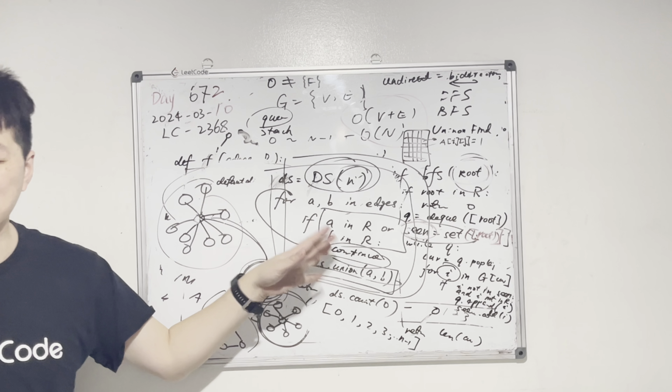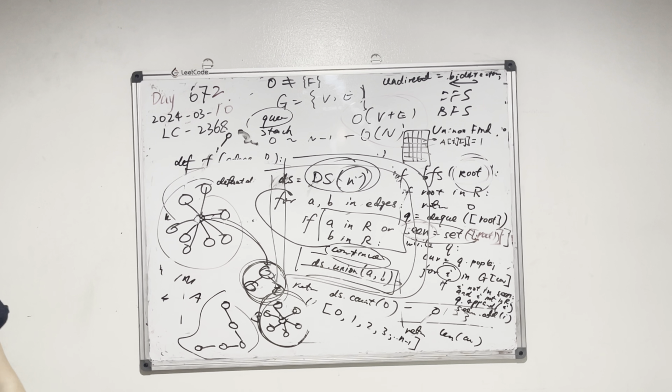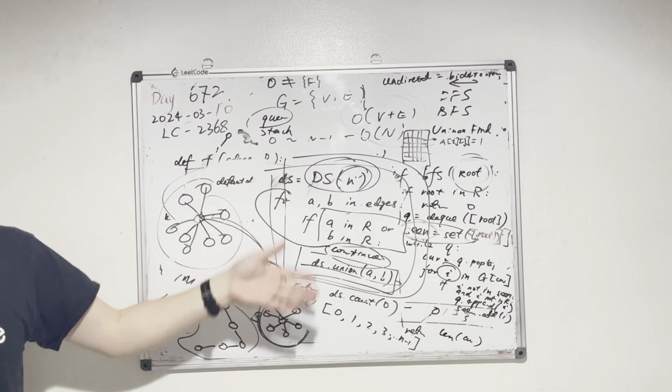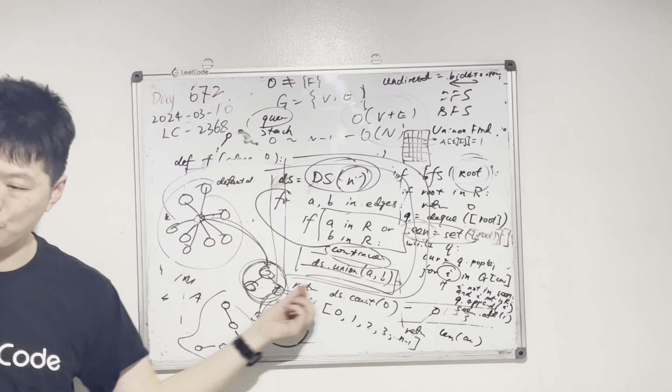Actually, this disjoint set is a quite beautiful data structure. It can be used to solve this problem in a more elegant way. So there are 3 ways to solve this problem: depth-first search, breadth-first search, and disjoint set.